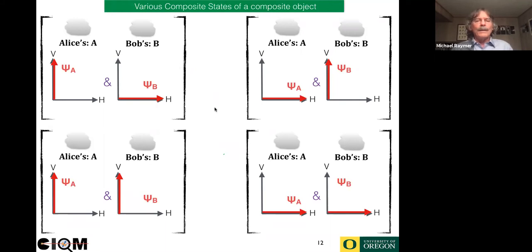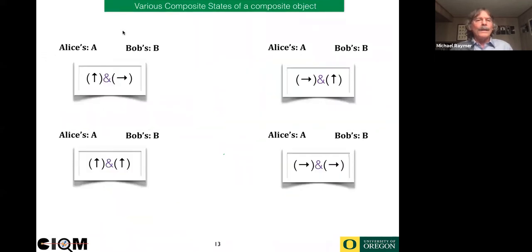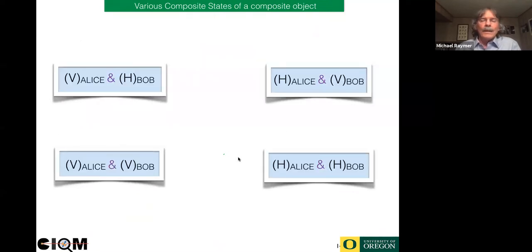So I need to go back to here, go to there. Okay, so this is the simpler way to draw those pictures, right? Here's H and H, here's V and V, etc. We have these four possible states which are mutually exclusive. Or we can write them this way, these four states, this way: V, Alice, and H, Bob, and so on.